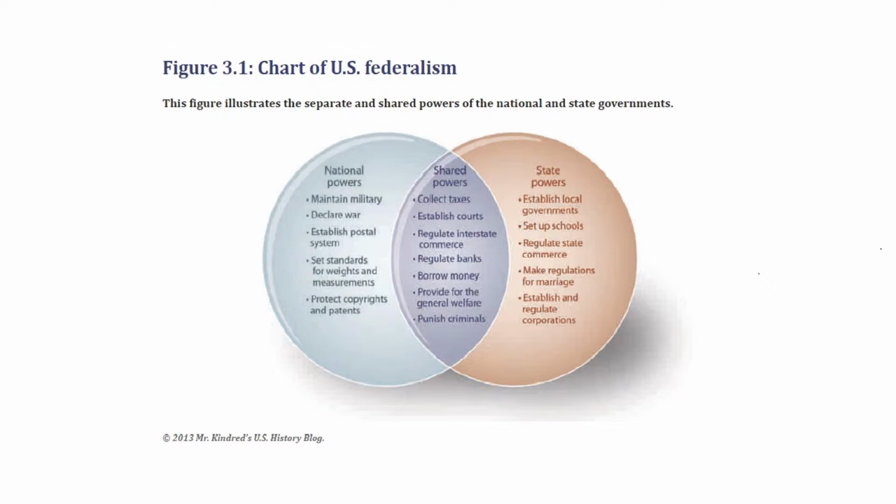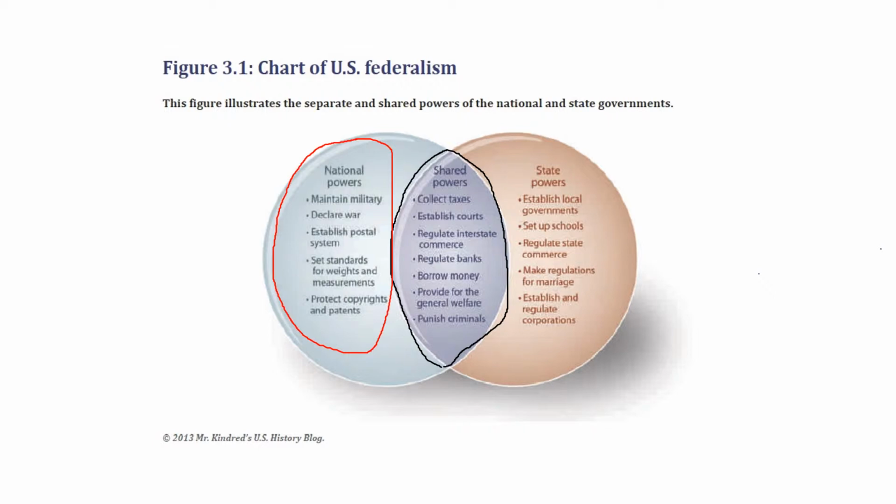So here's this chart of federalism, and what do we have here? These are the shared powers. I wanted to point out to you first of all, these are generic powers that all governments typically exercise. Borrowing money, punishing criminals, establishing courts, all this kind of stuff are shared. They are not unique to the state or the national government, the federal government. But what we have here is a set of powers that are specifically identified as being national powers.